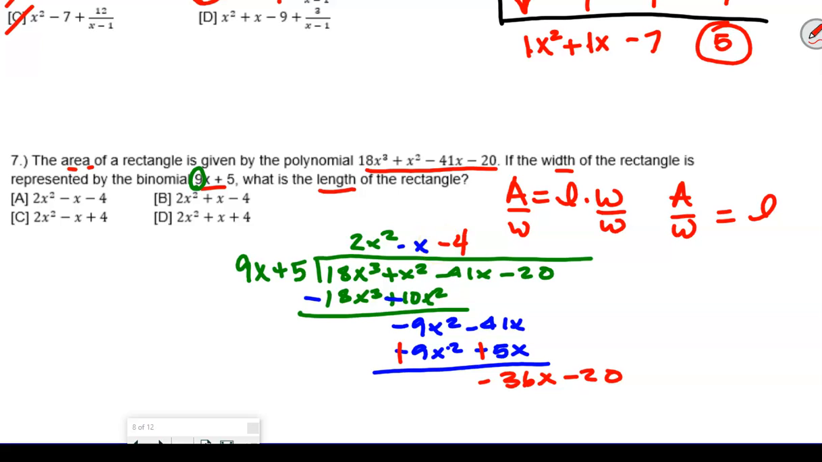So when I multiply that, I get negative 36x minus 20. Changing the signs again, and that gives me 0 as my remainder, right? So let's check and see which one. All of them have 2x squared, right? So all of that checks out with all of them. But then we got a negative x, okay? So that means this one and this one have to go, right? And then we have a negative 4, so that one goes. So that's my answer right there.